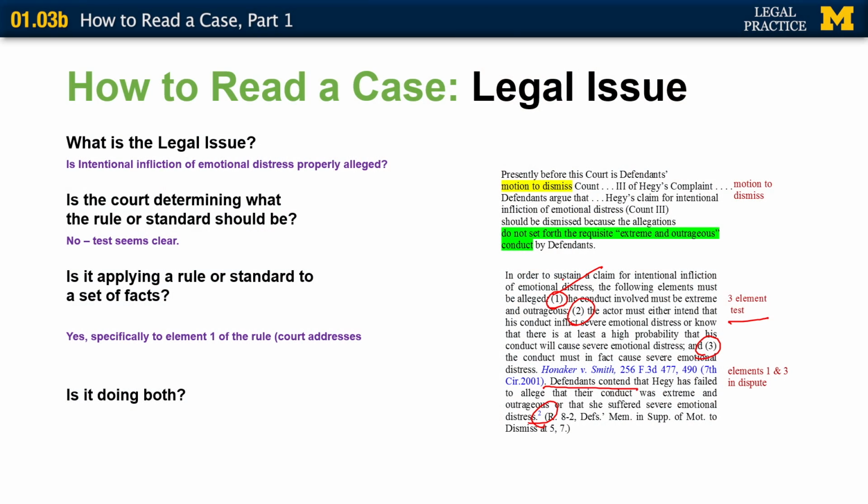So the very specific legal question that is being asked by this court is whether the facts of the case can be considered extreme and outrageous. So it really just comes down to element one of this three-element test. And the court going forward is going to focus specifically on that one element. Okay, sometimes you'll read a decision in which a court is trying to both determine what the rule should be and how that rule should be applied. And the court isn't doing that in this case, since we've already established that the court knows definitively what the rule for IIED should be.